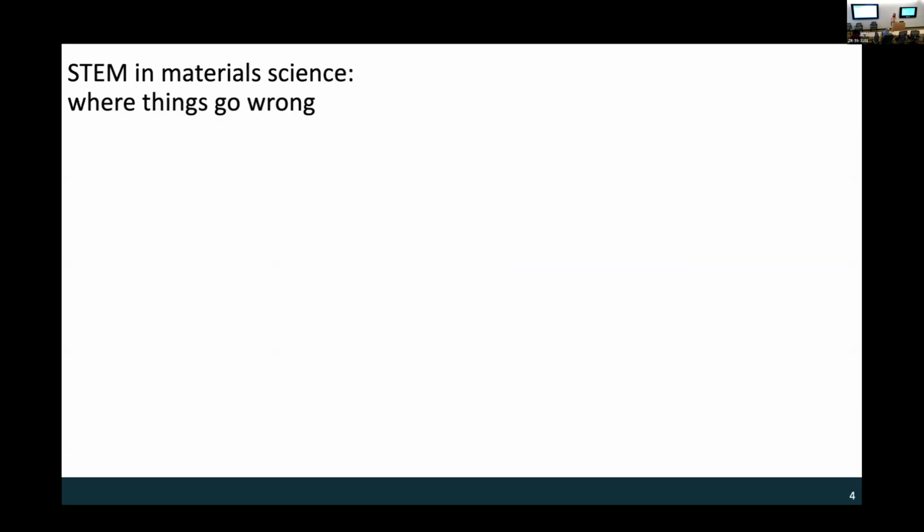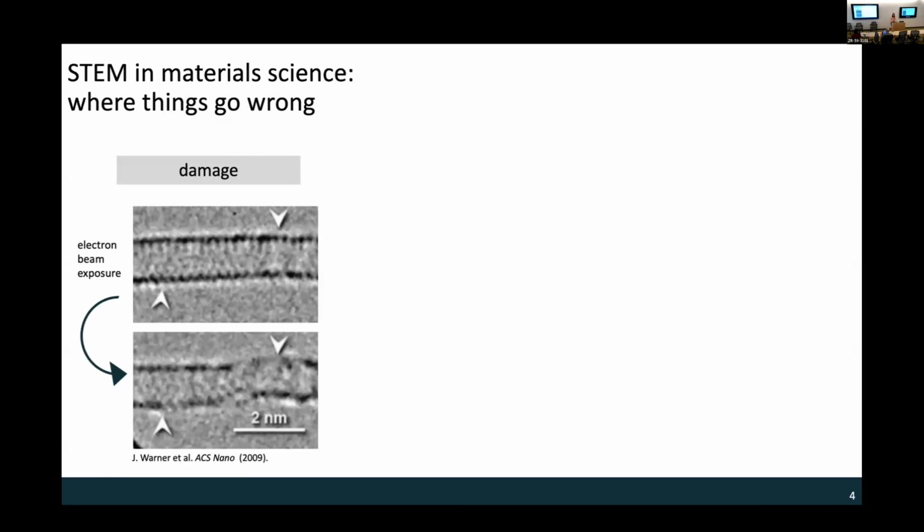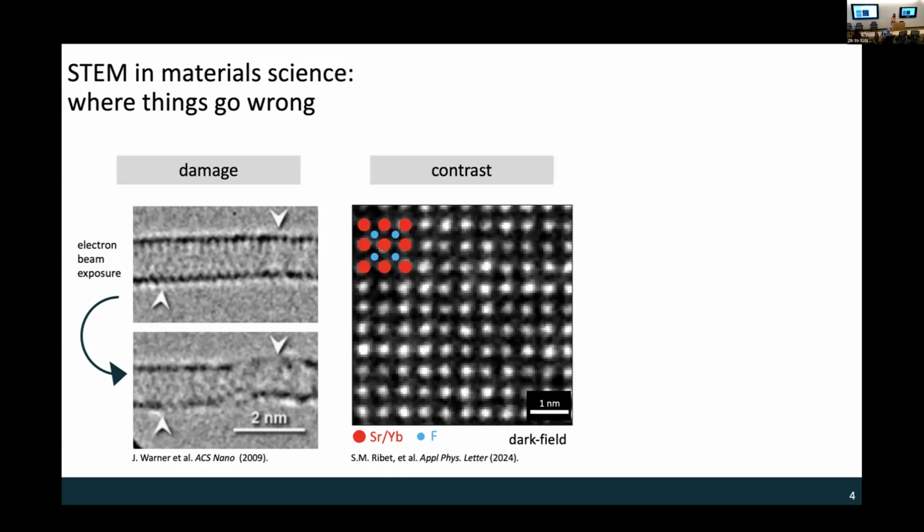The next question is, where do things go wrong? What is there still to do? There's many answers to this question, but one big problem that we have in microscopy is damage. So this is a carbon nanotube. This is a material composed of light elements. It's very weakly bonded, and after repeated exposure with the electron beam, you can see breakdown of this carbon nanotube and really defects forming. And we want to image something in its pristine state, not its defective state. So we keep this in mind all the time when we're operating the electron microscope.